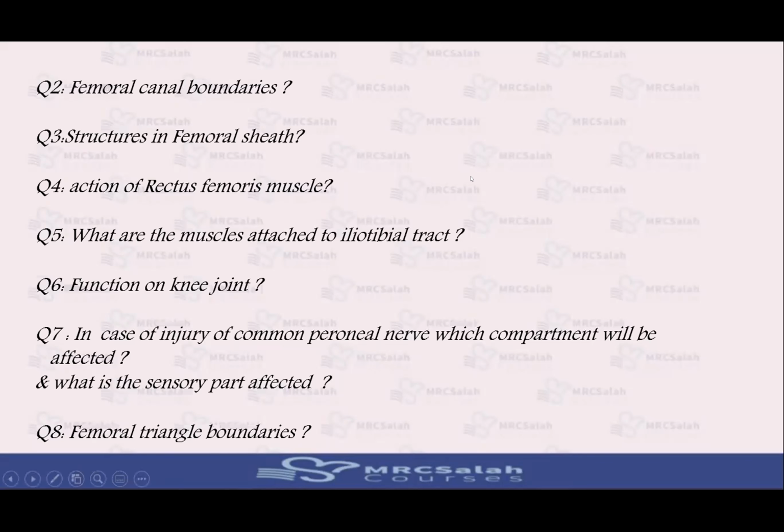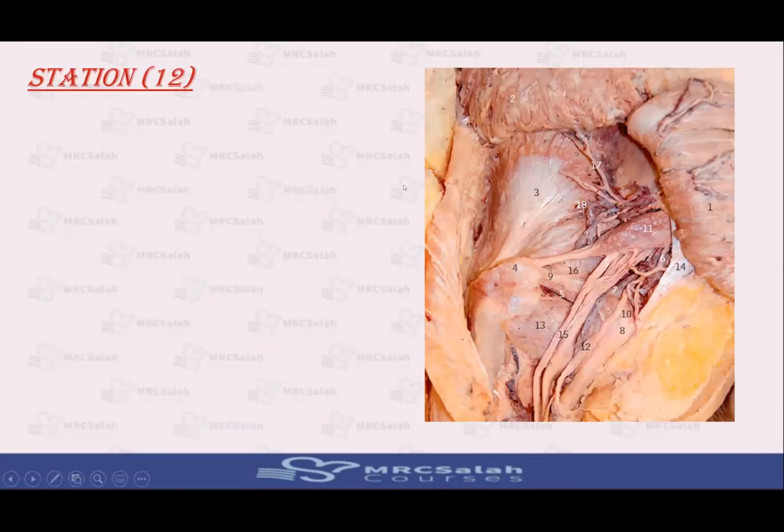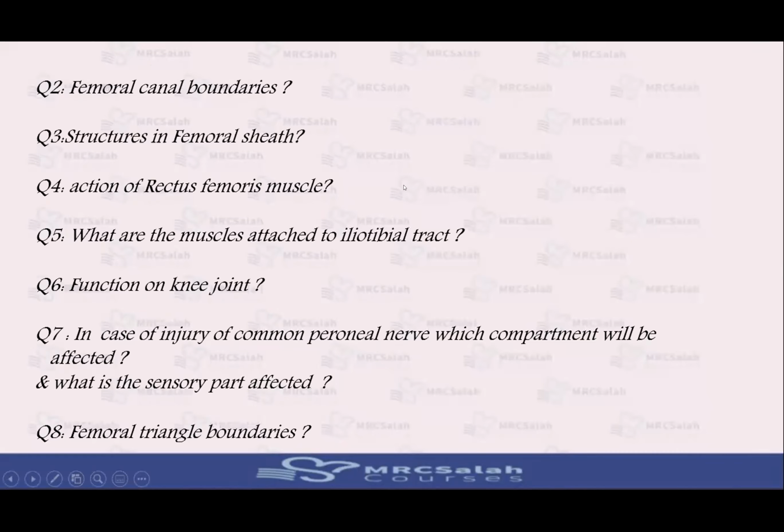In case of injury of the common peroneal nerve, which compartment is usually affected? The anterior and lateral compartment. And what is the sensory part affected? The lateral compartment and dorsum of the foot. Last question, the femoral triangle boundaries.